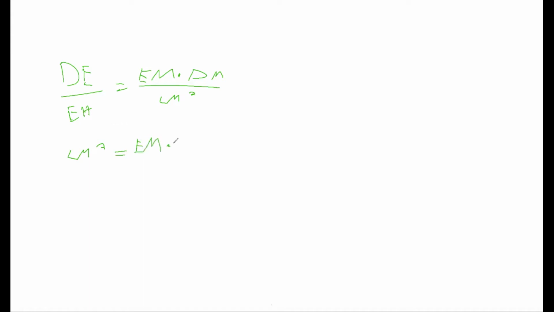EM times EH times DM over DE. And we separate these off by themselves because they have a very particular relationship in that DM is always a subsegment of DE, and therefore DM is always going to be less than DE, and thus the ratio is going to be less than 1, which means that it shrinks the entire right side down a bit, guaranteed. And so if you take it out, you can say that then EM times EH is going to be greater than it initially was, and therefore LM squared is always going to be less than EM times EH.